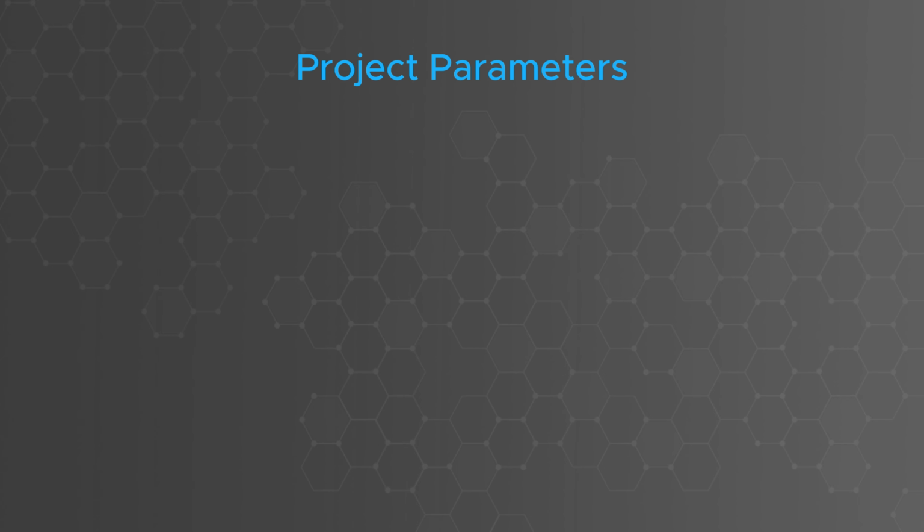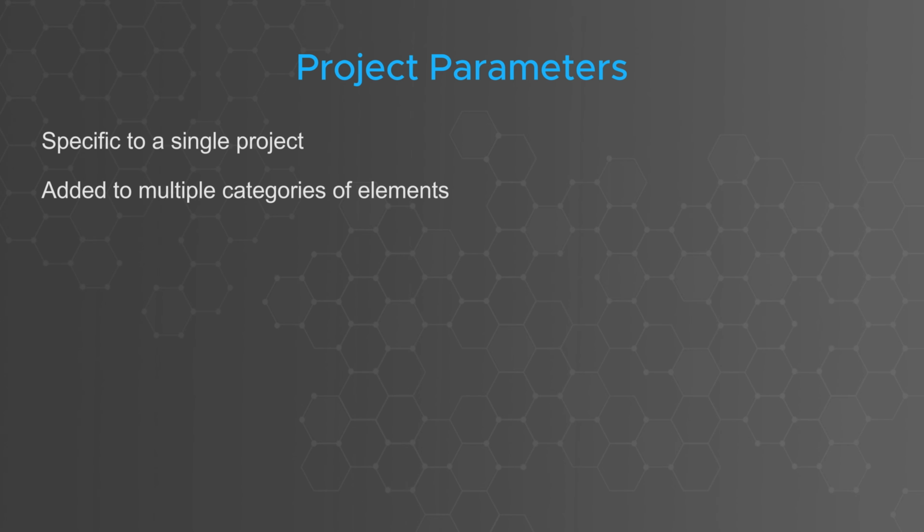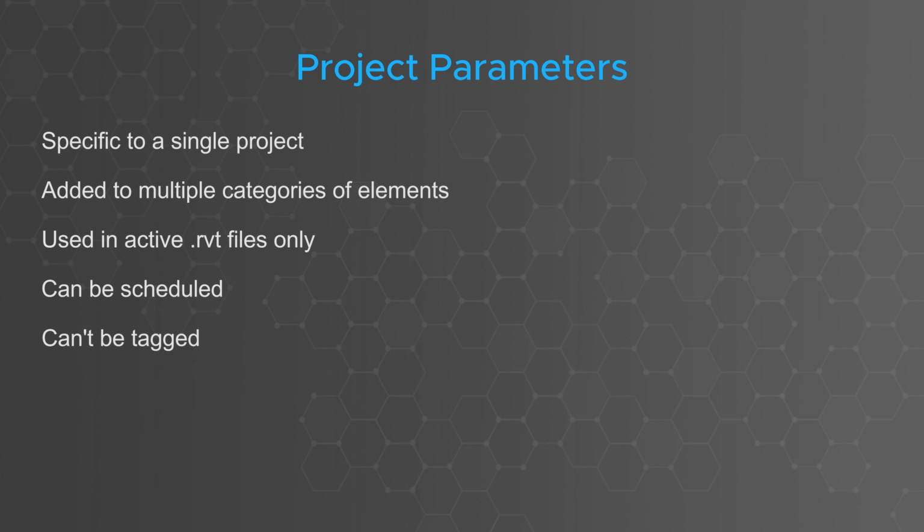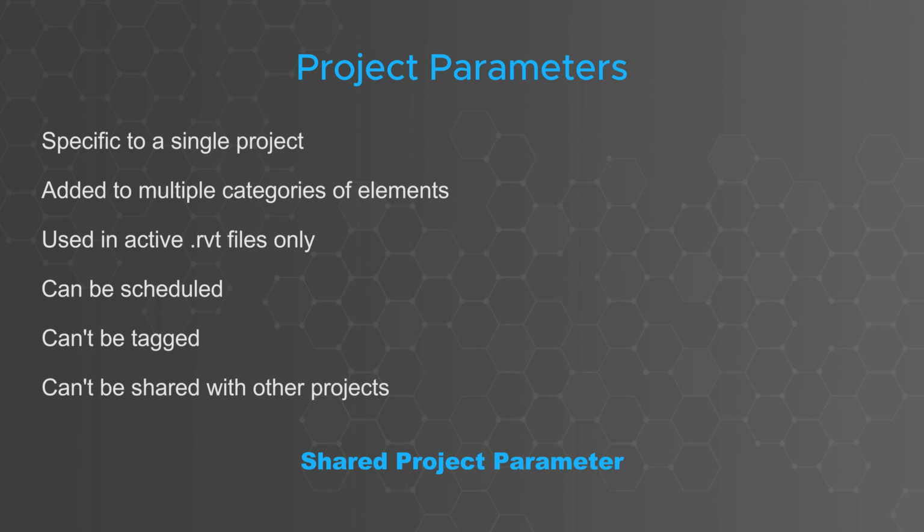But what if you want to add new information to this container? A new project parameter is a parameter that is specific to a single project, added to multiple categories of elements, used in active models only, can be scheduled but cannot be tagged nor shared with other projects. However, if you want to add an extra feature to your parameter and make it tagged in your views and shared with other projects, it has to be a shared project parameter.